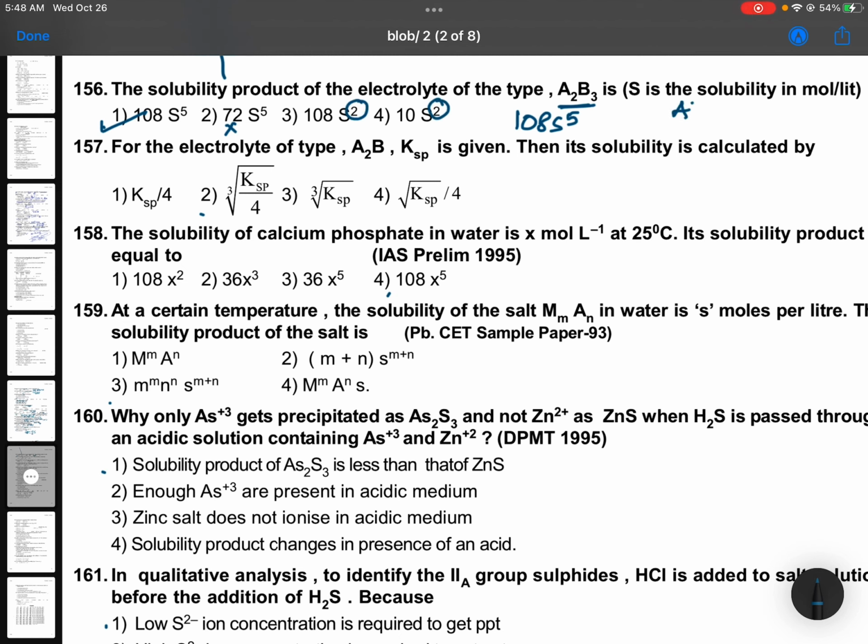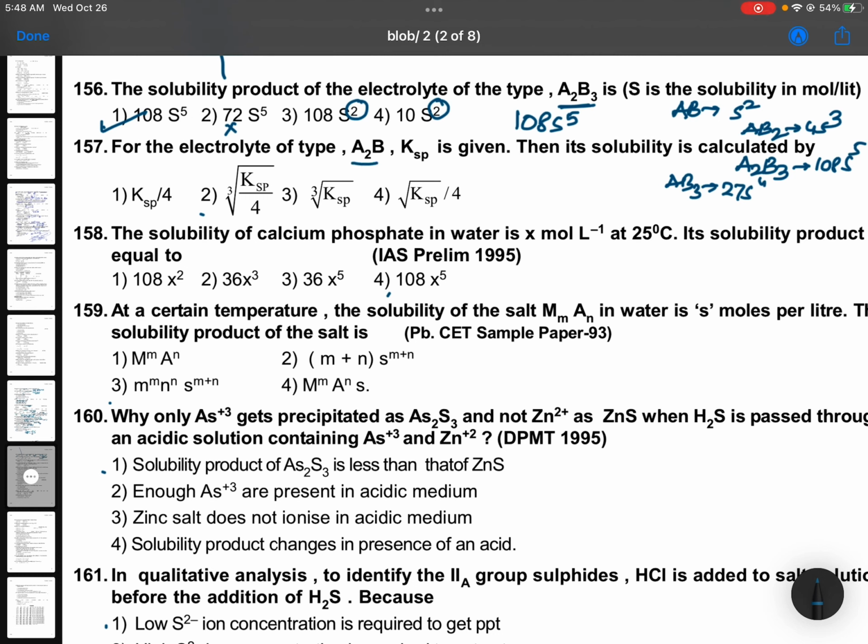For AB, you can remember simply S square. For AB2, 4S cube. For A2B3, it is 108 S to the power of 5. For AB3, it is 27 S to the power of 4. We are going to get this repeatedly.